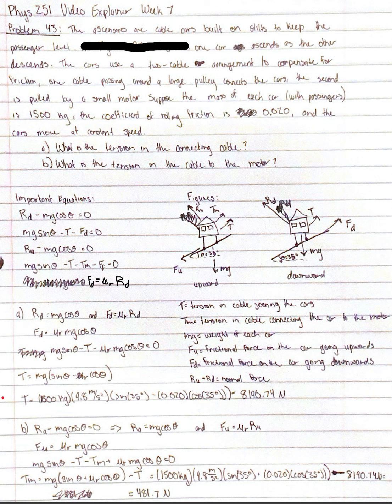Moving on to part B, we'll be using these equations for the upward cable, and we will be solving for Tm, the tension in the cable connecting the car to the motor. To begin, we'll follow many of the same steps as in part A, starting with rearranging this equation and then plugging this part of the equation into the friction equation for the upward direction. When we do that, we get it rewritten as it is here.